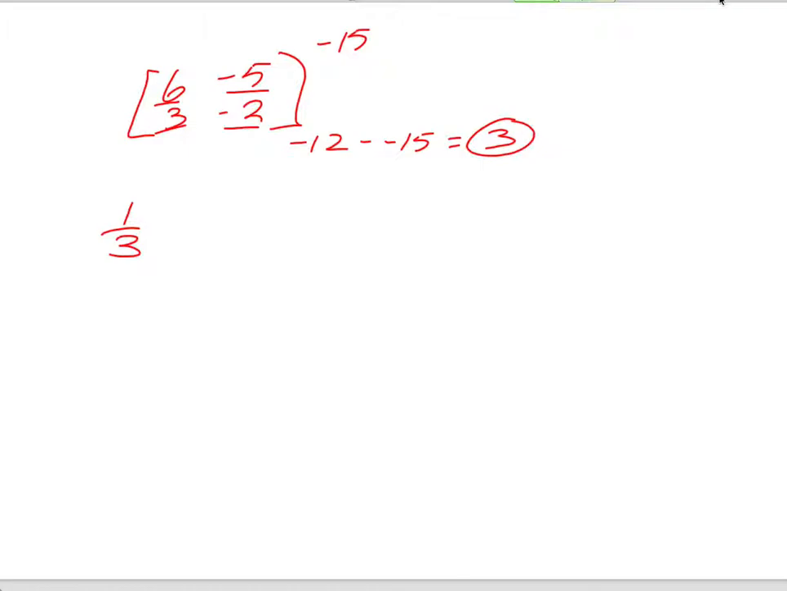Alright, then we have to do a little bit of mixing with our matrix. We need to switch the upper left with the lower right. Those two numbers need to switch spots. So I'm going to have -2 here and 6 there. On the other two, they don't switch locations, but they do switch signs. So the 3 is going to turn into -3, and the -5 is going to turn into 5.